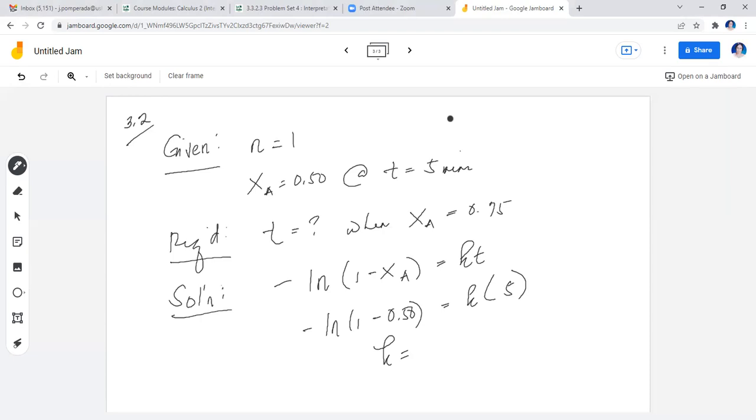So you will have a k value here equal to 0.186, miss. ln of 0.5 divided by 5. Is it 0.1386? Yes, miss. Divided by, that's per unit time, which is in minutes. Because we have a first order reaction, this is your k unit. Okay?